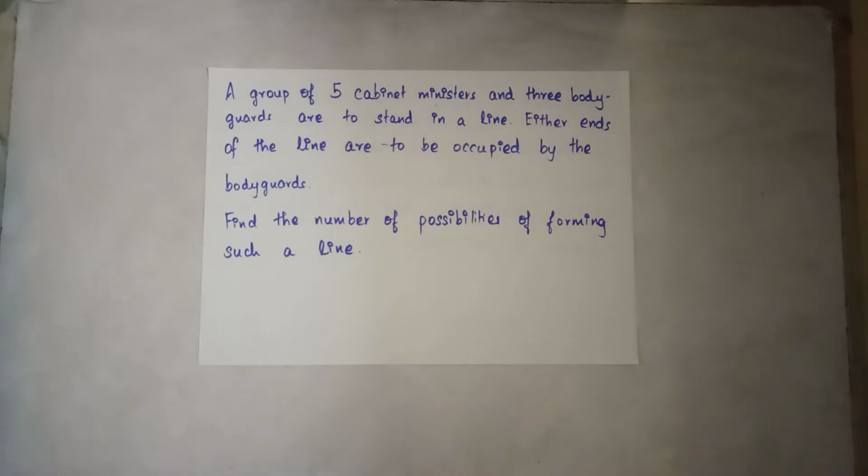In this video, we'll be looking at a problem based on probability. A group of 5 cabinet ministers and 3 bodyguards are to stand in a line. Either ends of the line are to be occupied by the bodyguards. Find the number of possibilities of forming such a line. Okay, so this is a basic and simple problem.